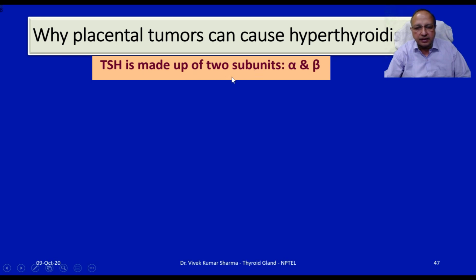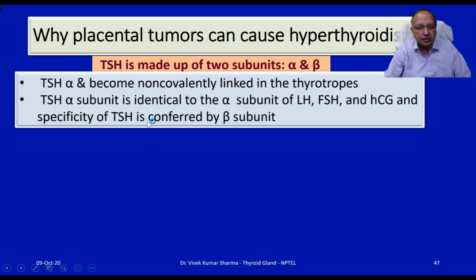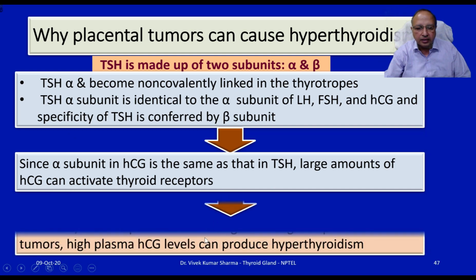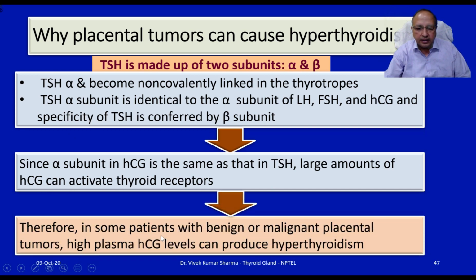So TSH, as we have just discussed, is made up of alpha and beta subunits. TSH alpha and beta become non-covalently linked in the thyrotropes, and the alpha subunit is identical to that of LH, FSH and HCG. So when there is an increase in the level of HCG, and the alpha subunit of HCG is similar to that of the TSH alpha, large amounts of HCG can activate the thyroid receptors. Therefore, in some patients with benign or malignant placental tumors, high plasma HCG levels can give rise to hyperthyroidism.